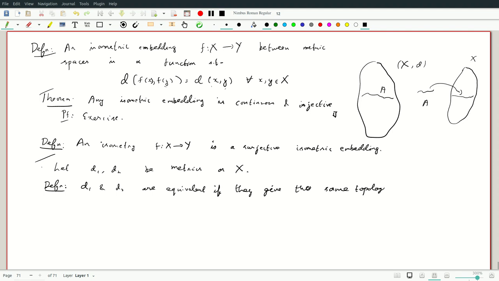So isometric means they actually give the same distances. Equivalent means they merely give the same topology. Of course, if it's a space in itself, then the natural identity being an isometry would be just the metrics are equal. So if you're looking at two metrics, they're equivalent if they give the same topology. They need not be equal. So an example is, for instance, L1, L2 and L infinity on Rn are all equivalent.